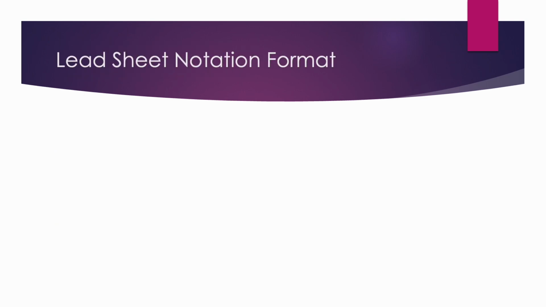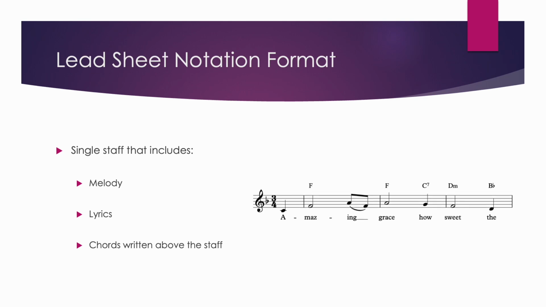So now let's take a look at the typical format for a lead sheet and the information that would be included for a musician. A lead sheet is going to consist of a single staff, often treble clef, that is going to include the melody of the song, lyrics, if lyrics are part of the song, and chords written above the staff to indicate the harmony. All three of those elements can be seen in this example from the lead sheet of the hymn Amazing Grace.